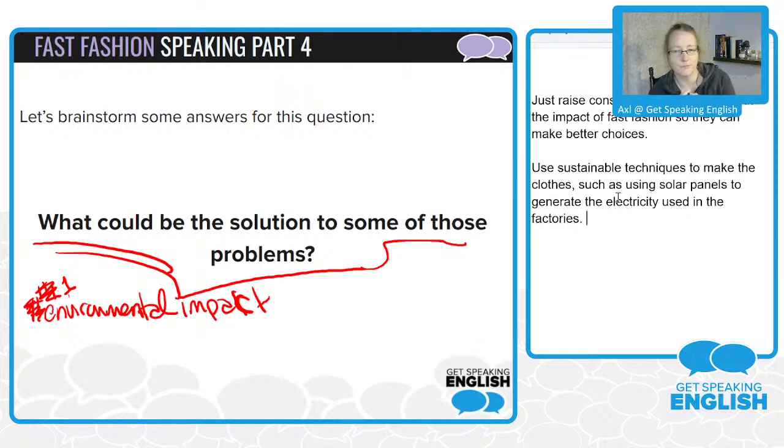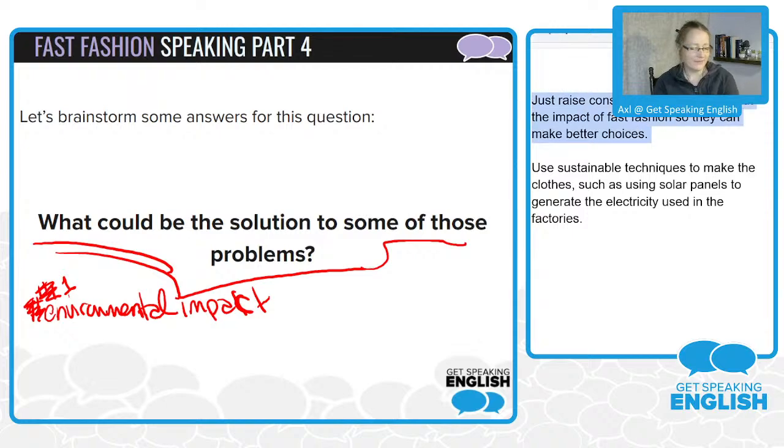So maybe bringing back factories that are more local, right? Produce things locally, maybe, instead of shipping things across the country or across the world, right? Maybe something like that.